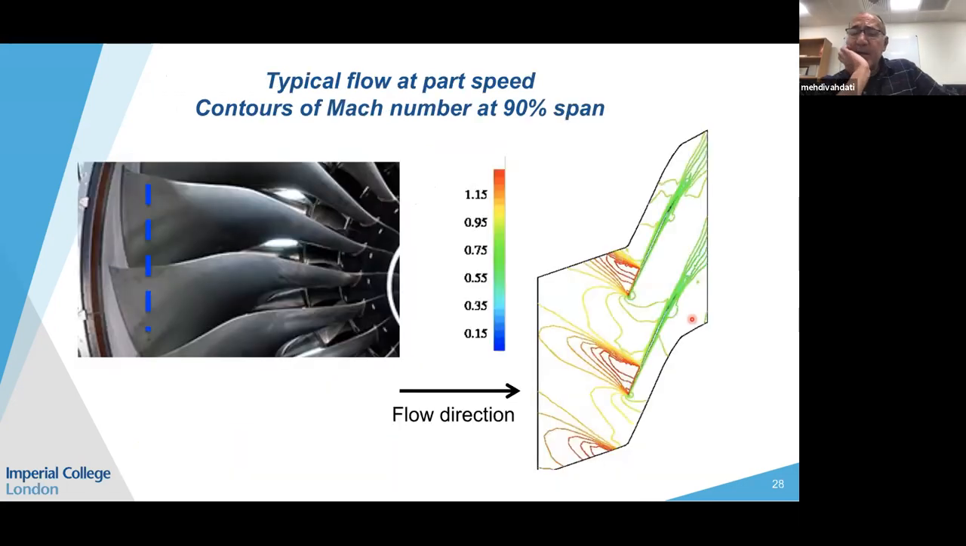So just to give you an idea, for the people who are not familiar, how does the flow in a fan blade look? So this is your typical fan blade. If you cut a cross section at 90% height from the tip and look at the Mach number contours, you can see that in most of the cases we are solving, the flow is transonic, and it's got quite a strong shock, which is outside the passage. So this is the typical flow for a part-speed blade with a strong shock sitting outside the passage. Just to give you an idea.